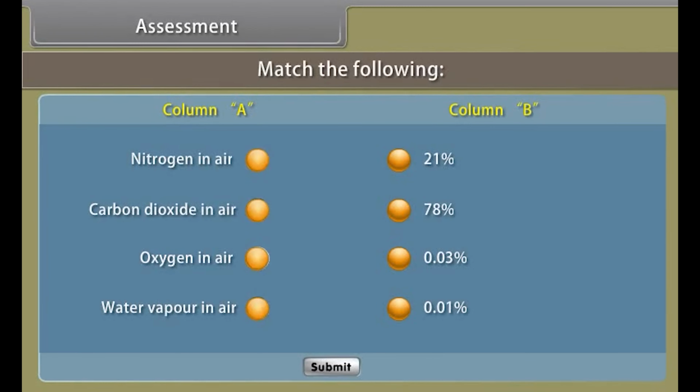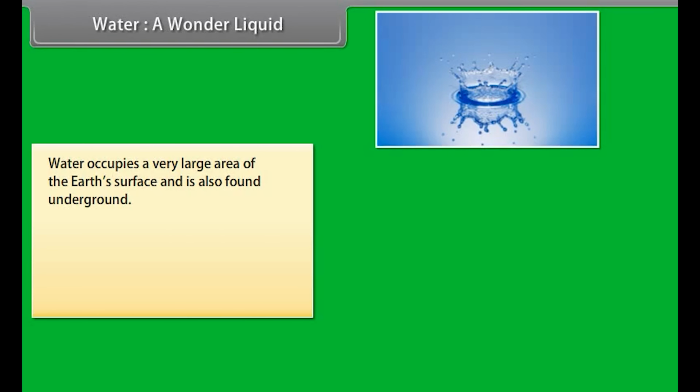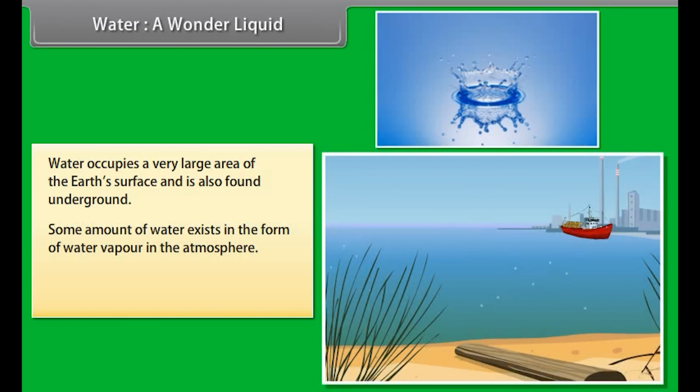Match the following. Water, a wonderful liquid. Water occupies a very large area of the Earth's surface and is also found underground. Some amount of water exists in the form of water vapor in the atmosphere.